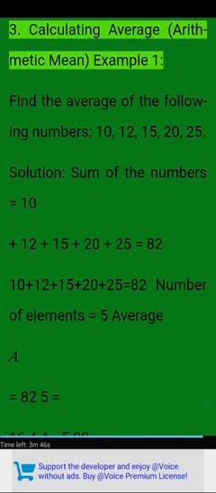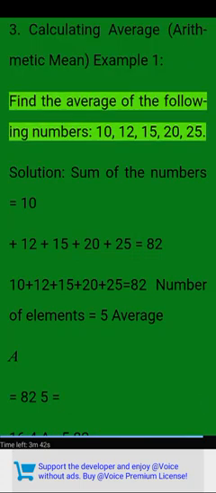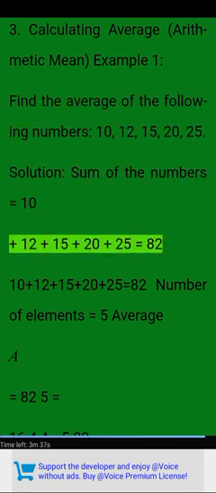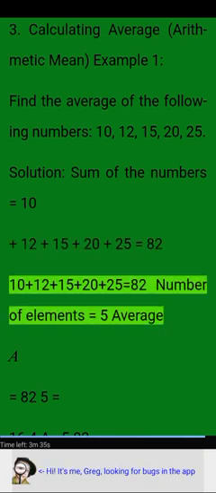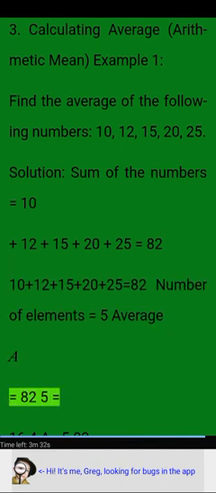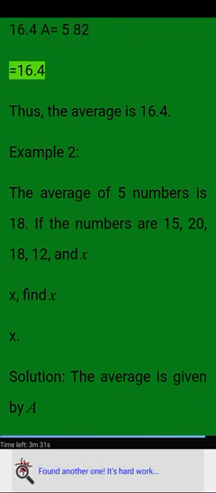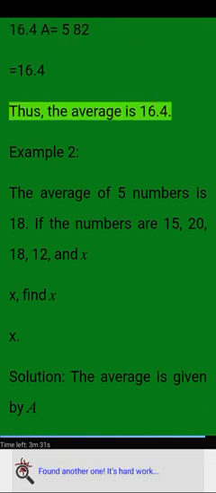3. Calculating average, arithmetic mean. Example 1. Find the average of the following numbers: 10, 12, 15, 20, 25. Solution: Sum of the numbers equals 10 plus 12 plus 15 plus 20 plus 25 equals 82. Number of elements equals 5. Average A equals 82 divided by 5 equals 16.4. Thus, the average is 16.4.